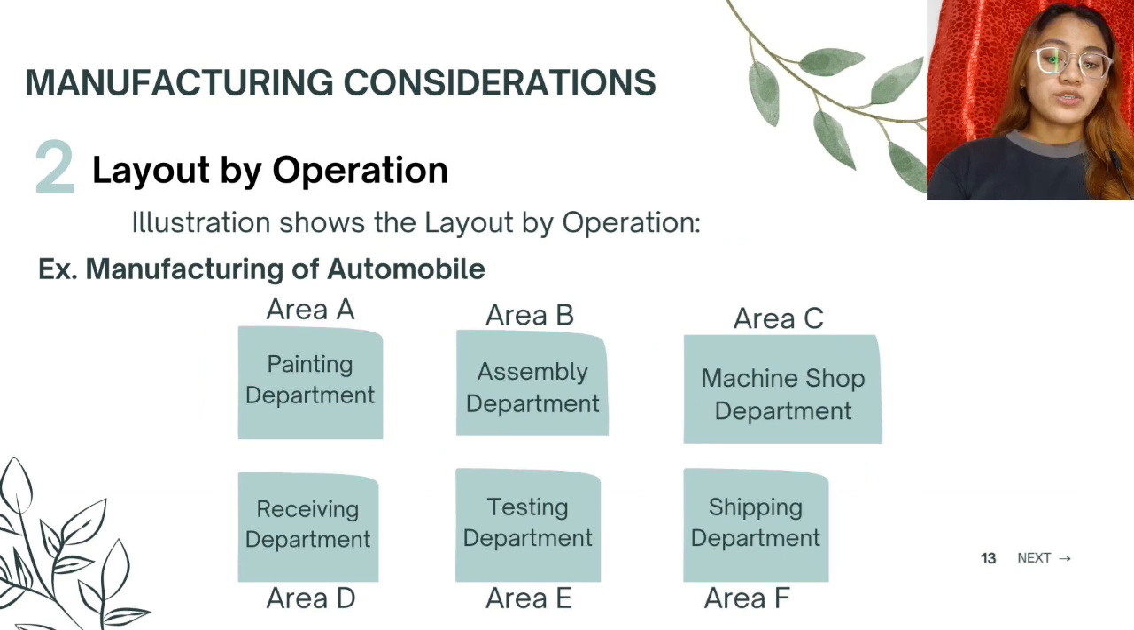Second in manufacturing consideration is the layout by operation. There is an intermittent flow of materials, thus machines are grouped according to the type of operations they perform.